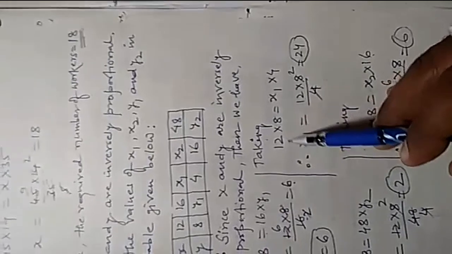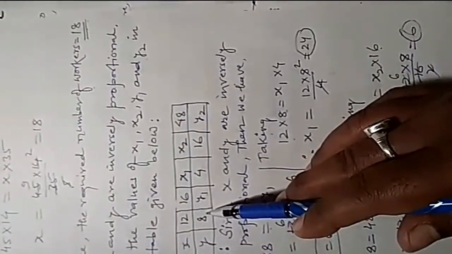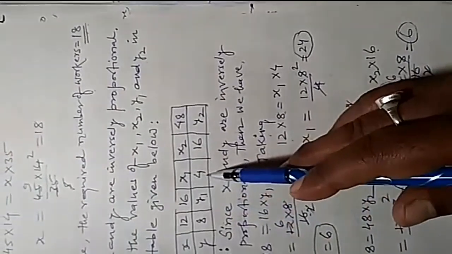Now taking 12 into 8 is equal to x1 into 4. x1 is equal to 12 into 8 by 4. We get the result 24.